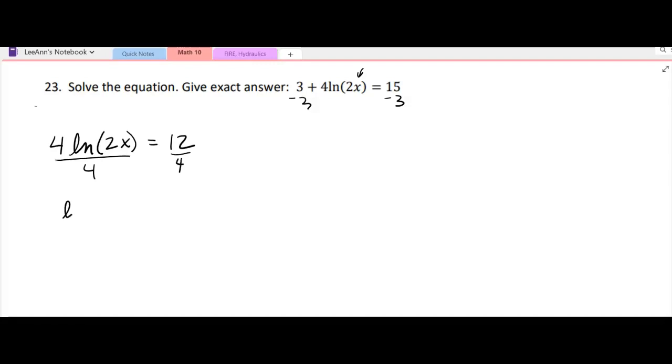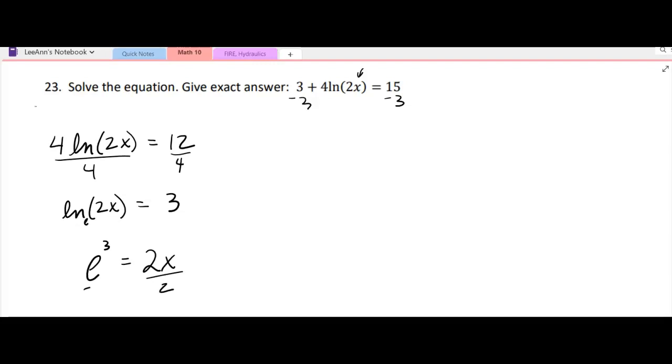Yeah, and you get natural log of 2x equals 3. I feel like there's a lot of the same numbers running around here. Okay. Now you want to take it out of logarithm and go back to exponential. So what's the base? Base is that e that you can't see. e to the third equals 2x. So how do you solve for x?